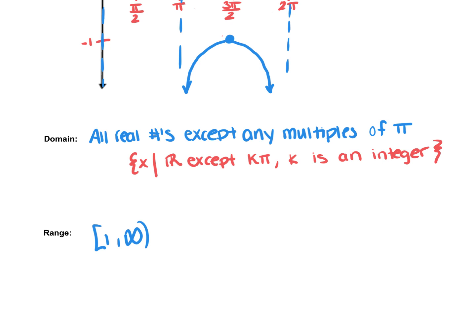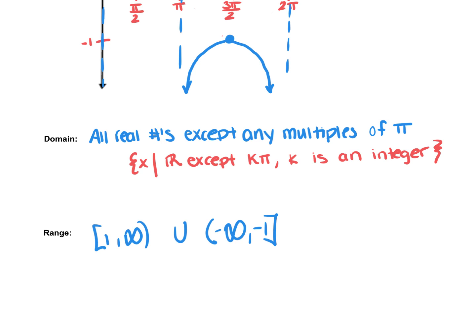We need a hard bracket around the 1 because it's an included point in the graph, just as negative 1 is. So we'll say union from negative infinity to negative 1. Always remember the smaller number first, then the bigger number. So that's how we would write the range.